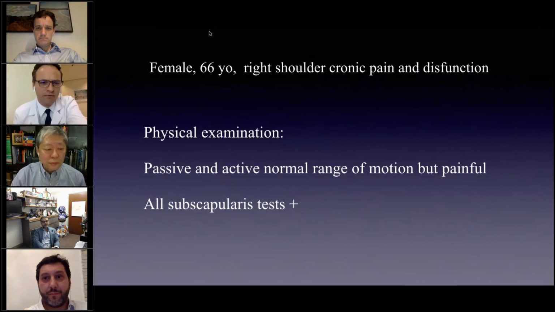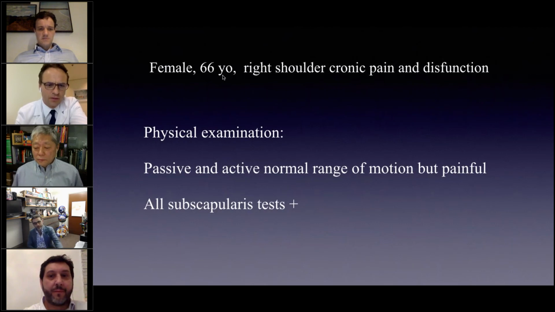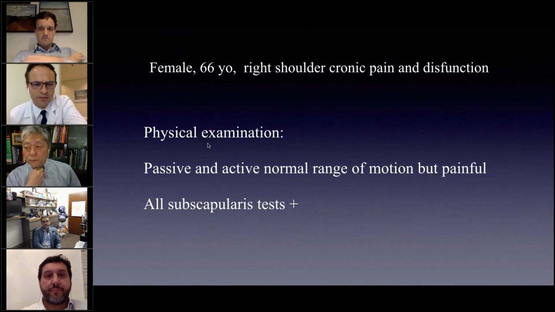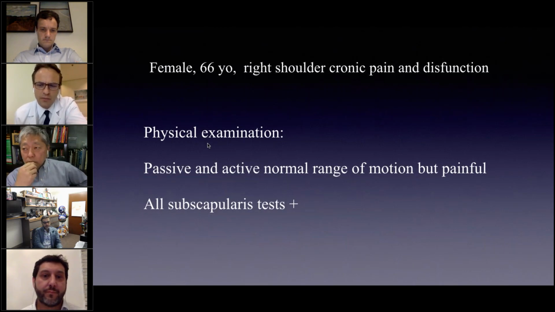Okay, this is a female patient, 66 years old, with right shoulder chronic pain and dysfunction. On physical examination, she has passive and active normal range of motion, but painful, and all subscapularis tests are positive.